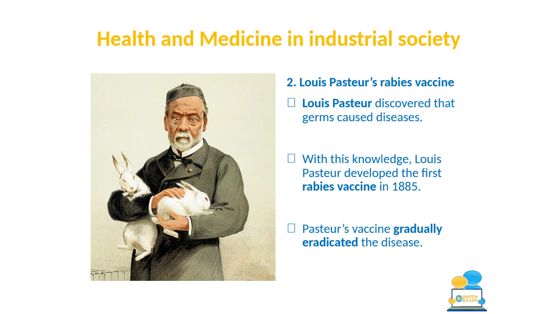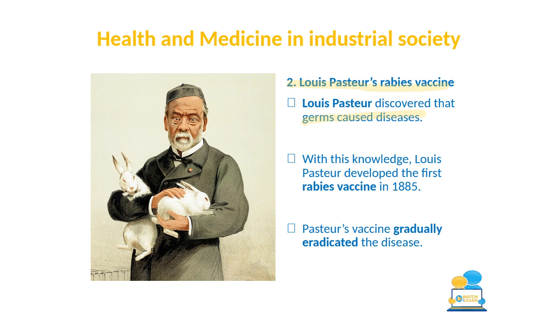So the second development in health and medicine in industrial society we'll look at is Louis Pasteur and his rabies vaccine. Louis Pasteur was the first man to discover that germs cause diseases. Now we might think that's common sense. Well, it is to us, but in the 1800s it wasn't. So you can see how disease spread so rapidly, because there could have been open sewers right beside where people were living, and people didn't realize that those open sewers would cause disease.